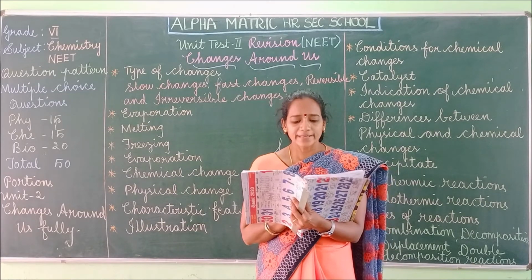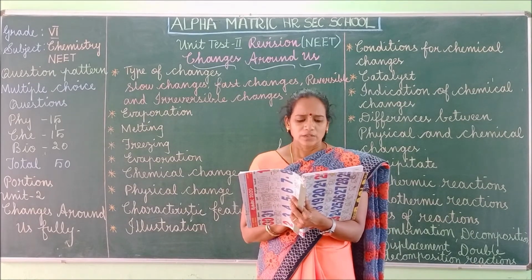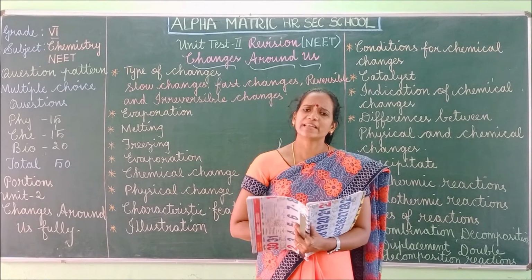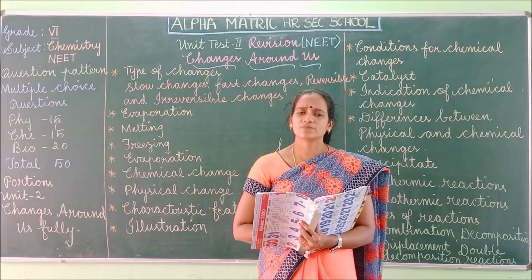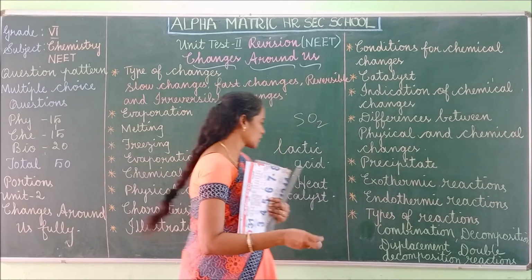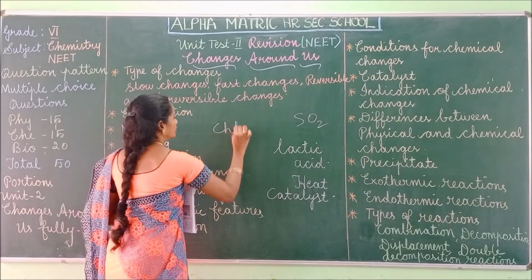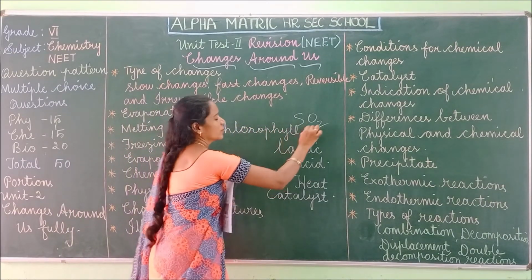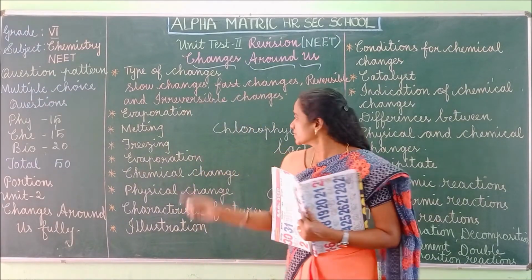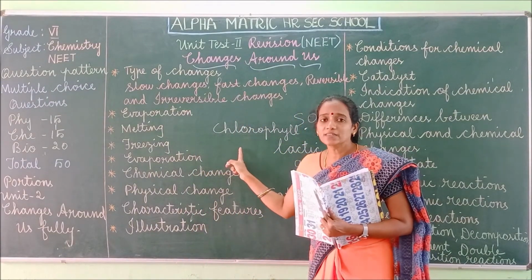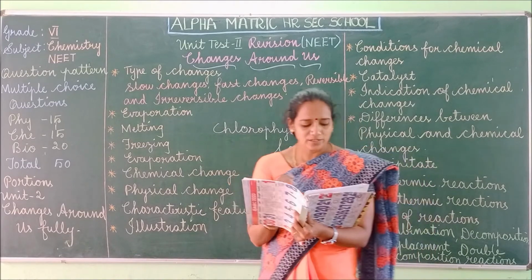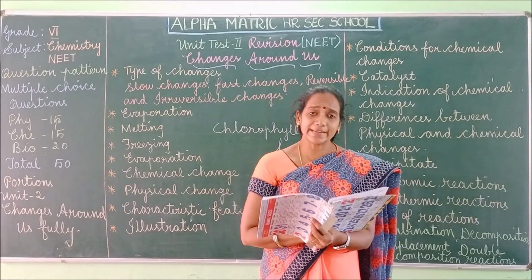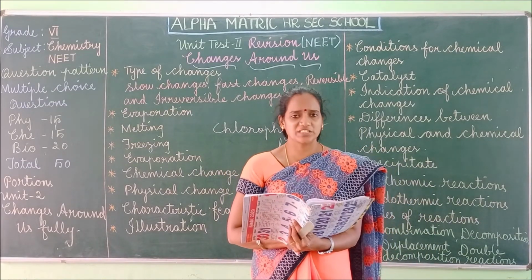Okay, next one. During photosynthesis, dash acts as a catalyst. The answer is chlorophyll. Okay, during photosynthesis, chlorophyll acts as a catalyst. Got it? Right.